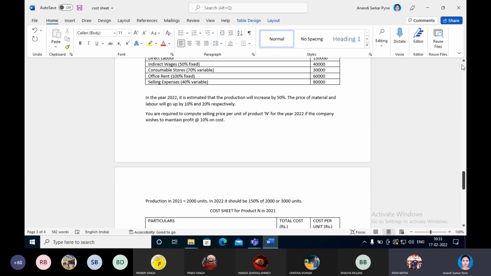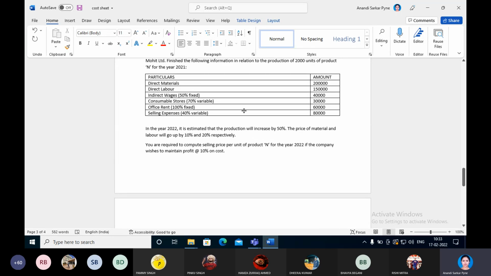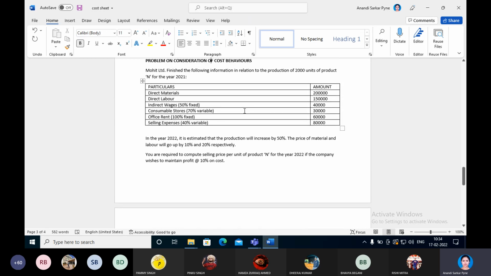Ma'am, will you repeat the calculation again? Yes, we will do the problem. The calculations will be more clear. So now if you check the problem, you see the direct material and direct labor is clearly given. That means direct material 2 lakh plus direct labor 1 lakh 50, you will be getting the prime cost. That is a part of factory cost. After you have added the indirect expenses for getting the factory cost, you will be having consumable stores. Consumable stores is a factory related expense, so it will go to the factory overhead only. So consumable store 70% variable and 30% fixed.